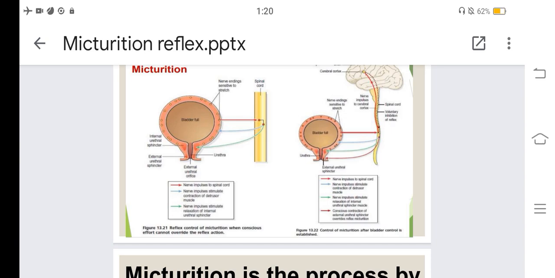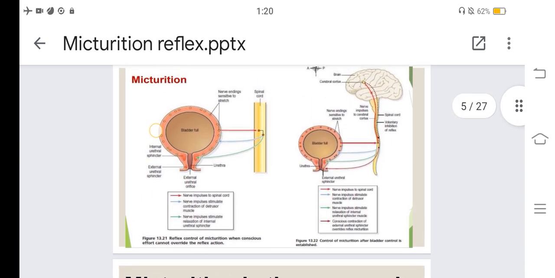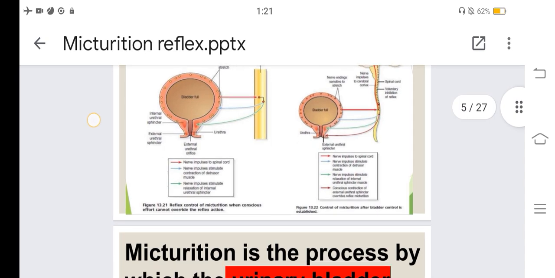Then next, the right side figure indicates control of micturition after bladder control is established. So brain regions are involved in this process, like the cerebral cortex region. Along with that, the spinal cord, where voluntary inhibition of the reflex is happening. Then nerve impulses to the cerebral cortex are associated with that. Then nerve endings sensitive to stretch are connected with this. Like that, there are some nerves which travel to the spinal cord. The urethra is there, and the external urethral sphincter is there.